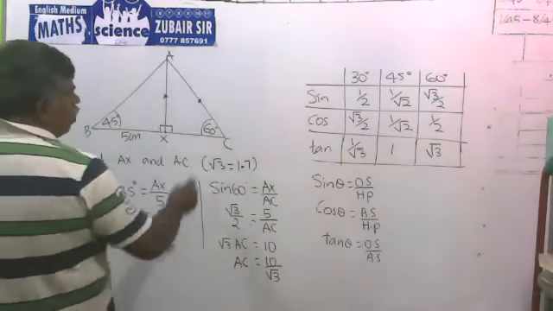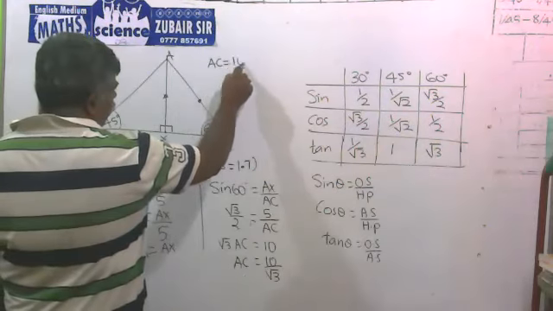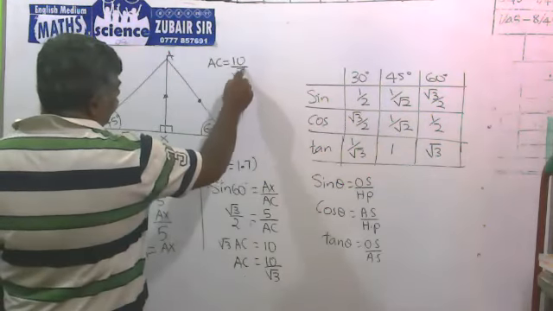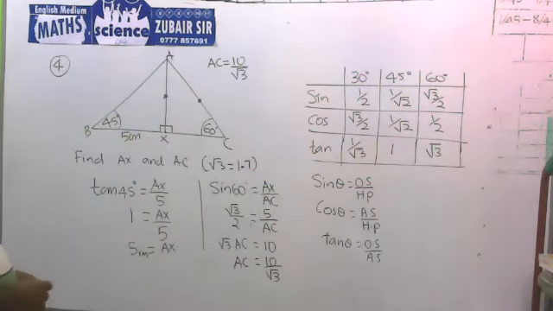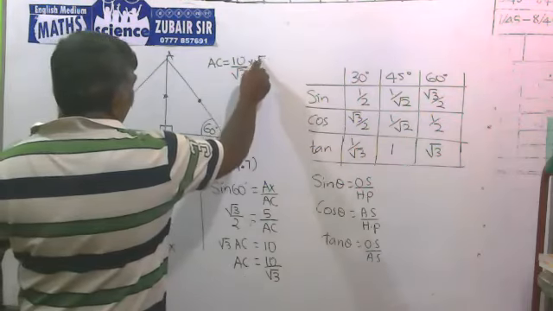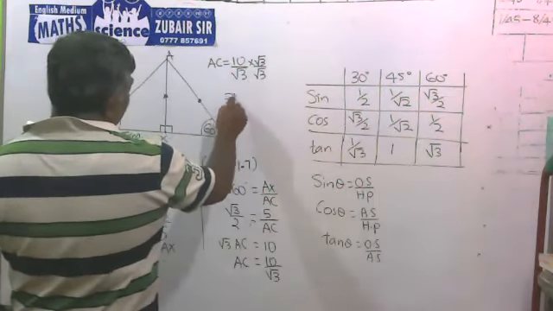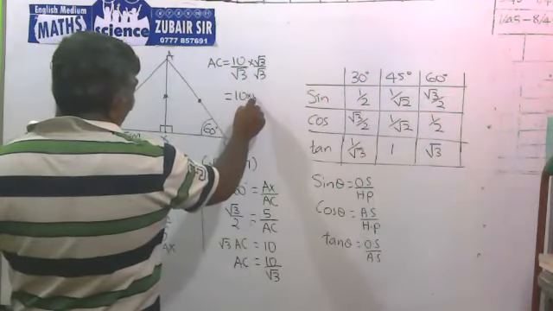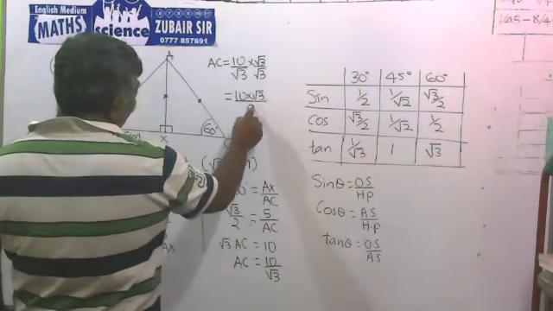So when there is a root number in the lower part, it is not good to leave it the same way. We have to remove the root 3 from the lower part. How to remove the root 3? You have to multiply the same root up and down. Then when you multiply 10 into root 3 for the upper part, lower part root 3 into root 3, root 9.